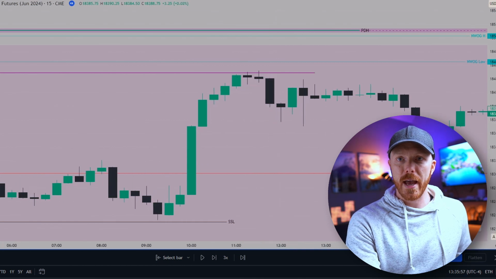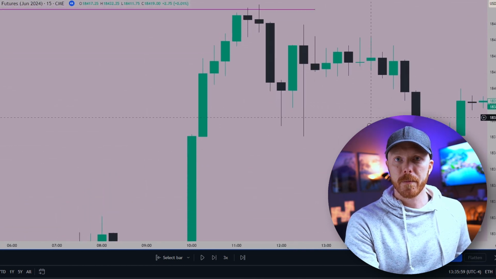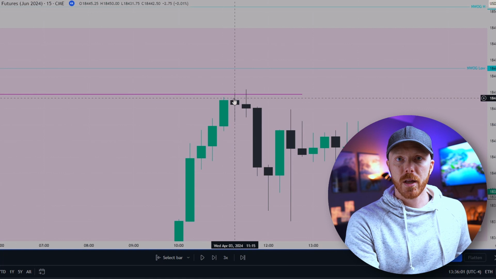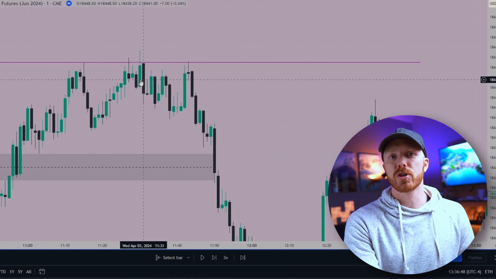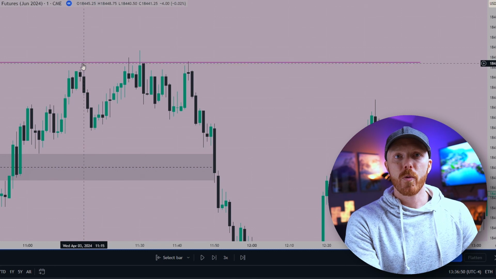Look how accurate it was on the 15-minute. We hit it 2 times on the 15-minute. But take a look on how it looks on the 1-minute. Boom, we hit it to the tick.